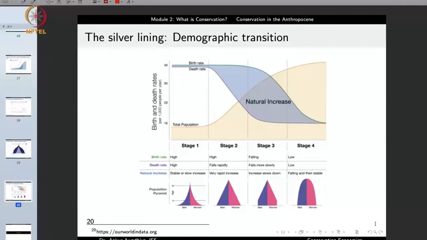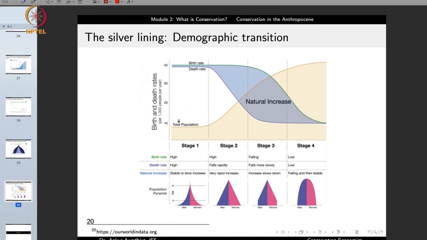But then we have not done anything for reducing the birth rate. So in this stage, we have a society that has a decreasing death rate, but still continues to maintain a high birth rate. So more babies are born and fewer people die. So in that stage, we will start seeing an increase in the population. So the total population will start to increase.